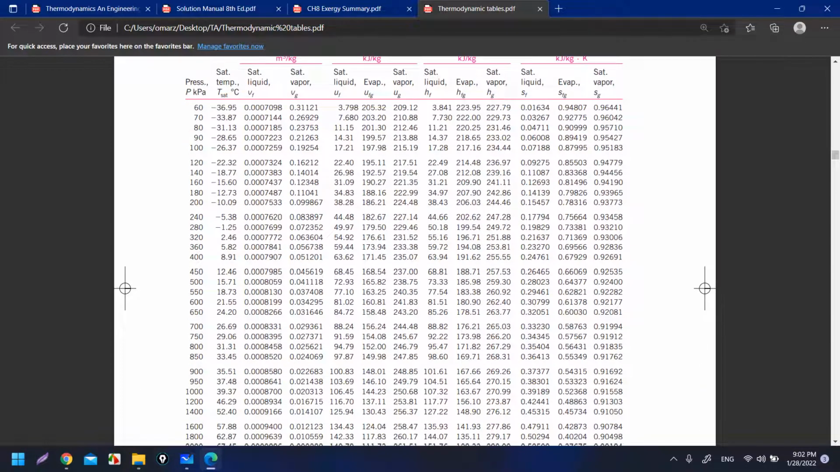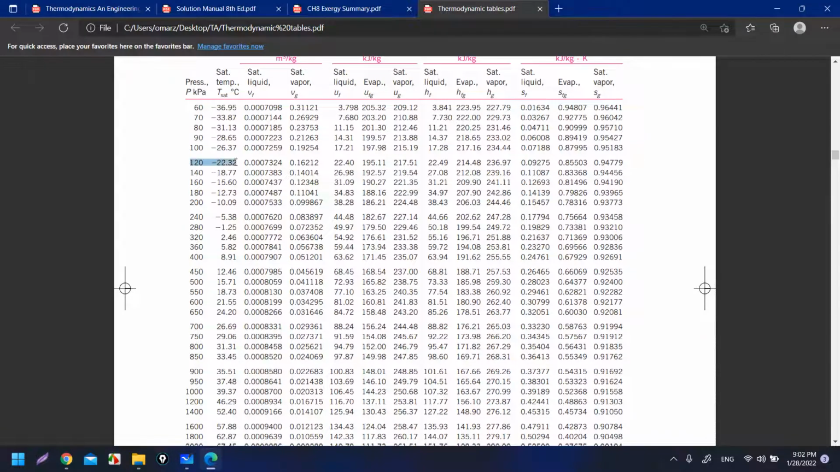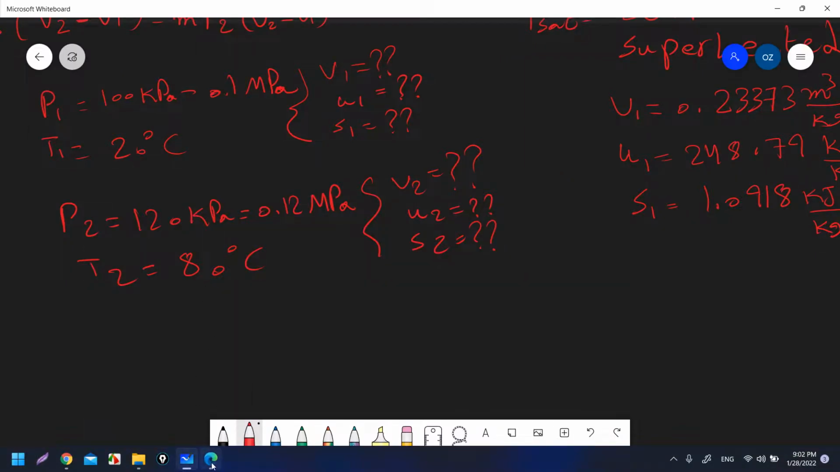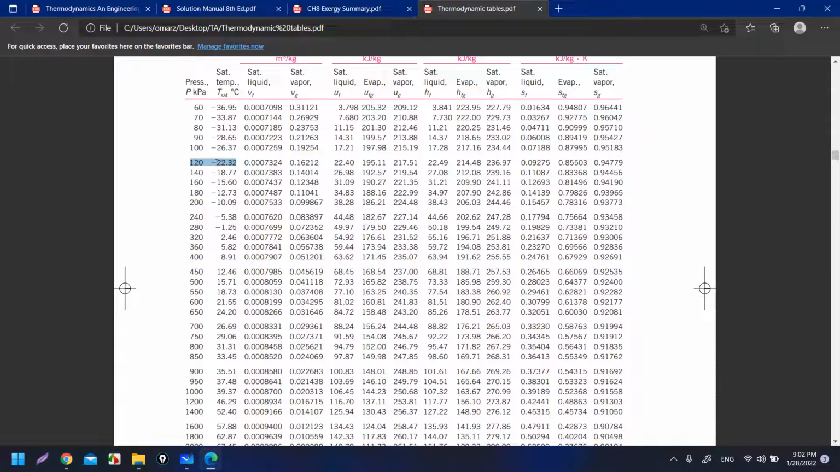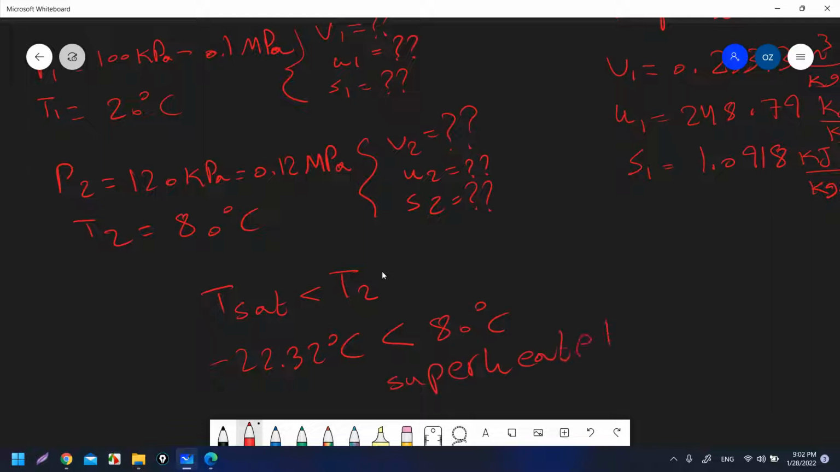Okay, here we have 120 kilopascal, and the temperature 80 is higher than negative 22.32. It is also a superheated state. So T saturation is less than T2, negative 22.32 degrees Celsius is less than 80 degrees Celsius, so it is superheated. Okay, so we will go to the superheated table.